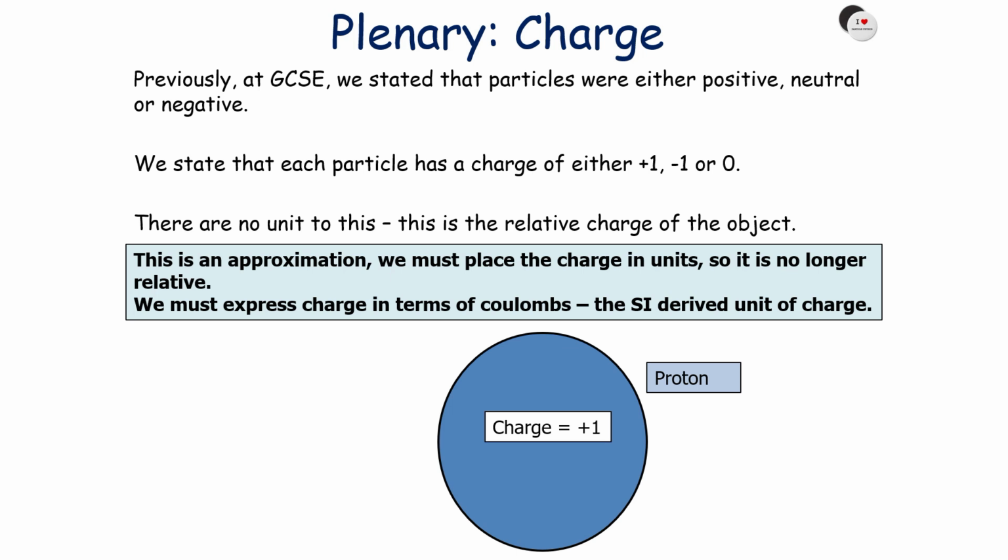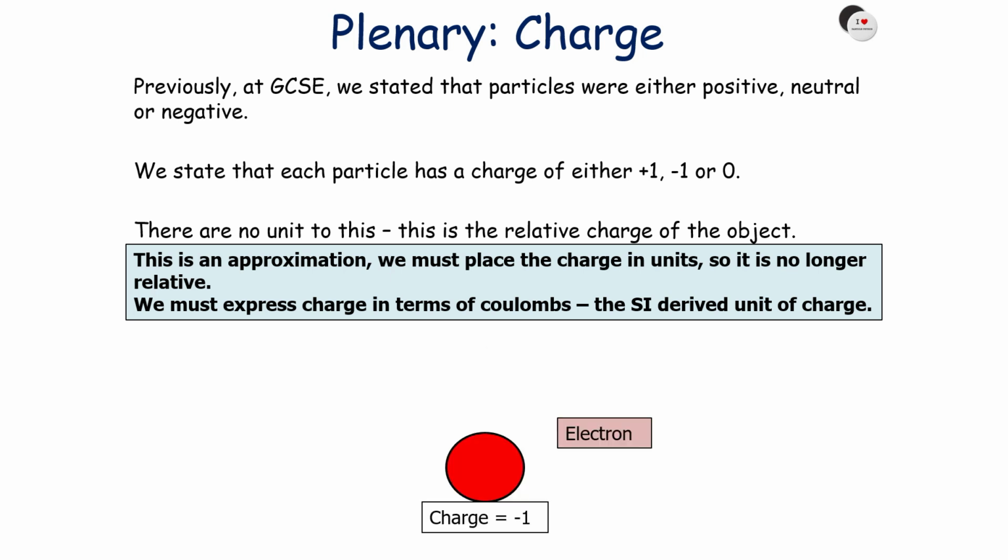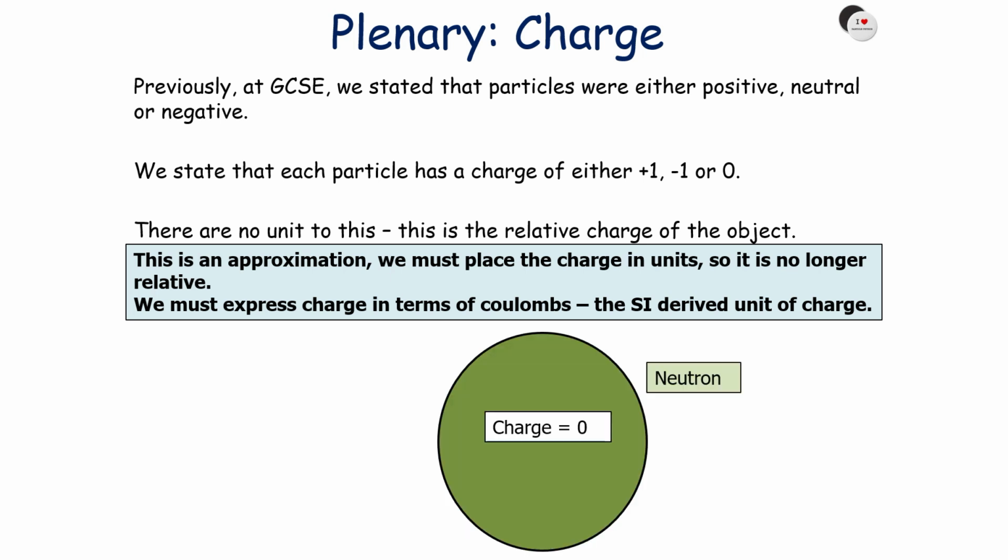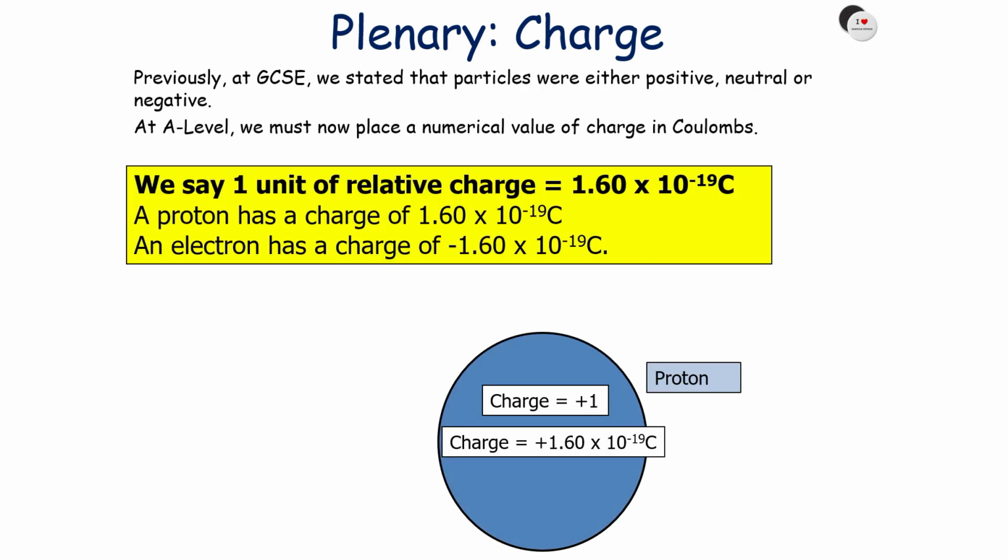Now there were no units to this, it was a relative charge of the object. Now in A-level physics we've got to express charge in terms of coulombs, the SI derived unit of charge. So we can no longer say the electron has a charge of -1 or the neutron has a charge of 0. Instead we've now got to use charges in terms of coulombs. Now 1 unit of relative charge is equal to 1.60 times 10 to the minus 19 coulombs.